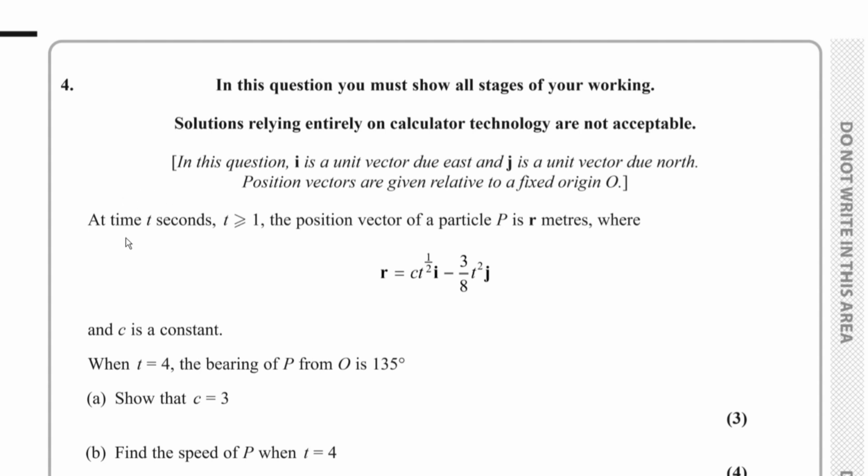Question number 4. At time t seconds, where t is greater than or equal to 1, the position vector of a particle P is r meters, where r equals c t to the 1/2 i subtract 3 over 8 t squared j, and c is a constant. When t equals 4, the bearing of P from O is 135 degrees. Part A. Show that c equals 3.